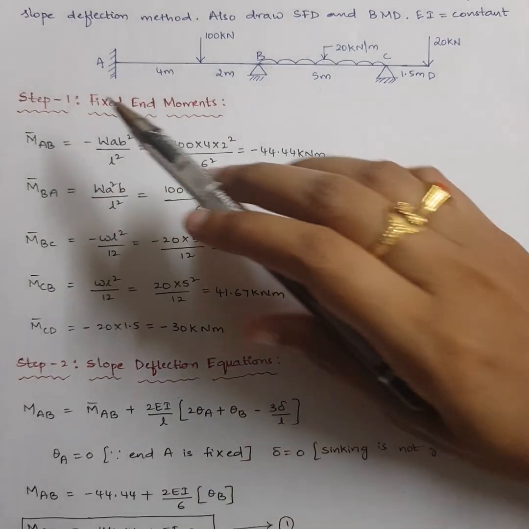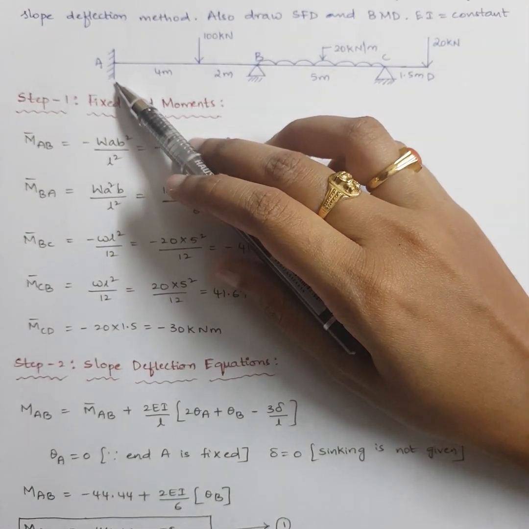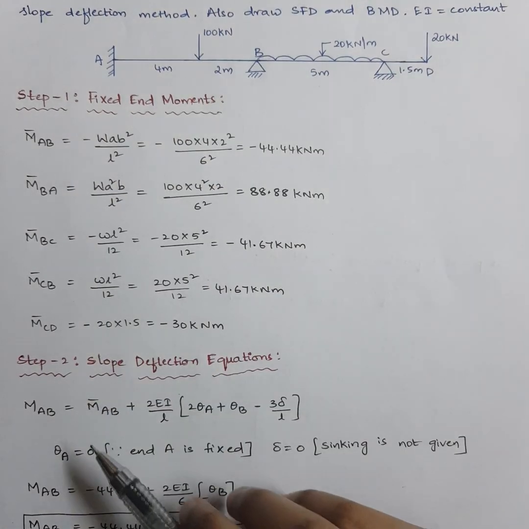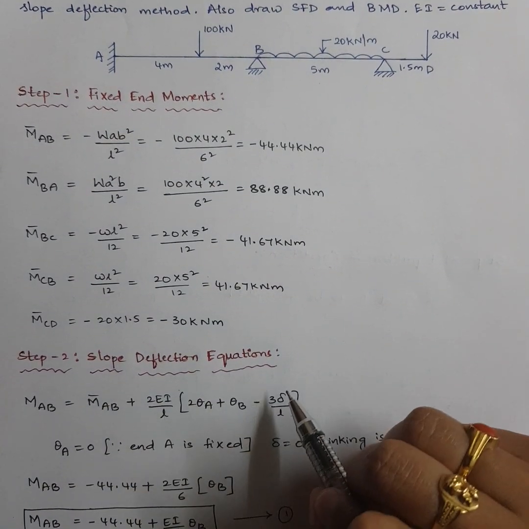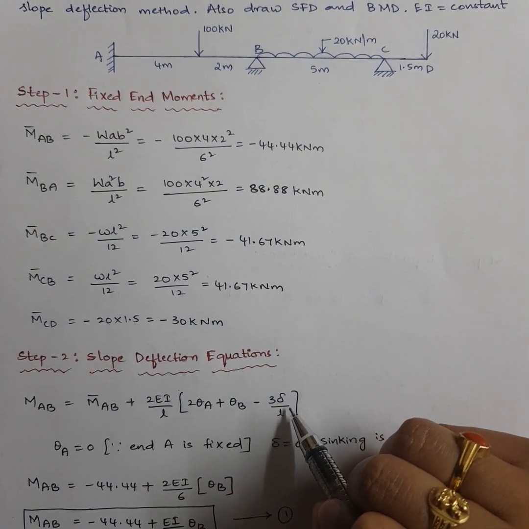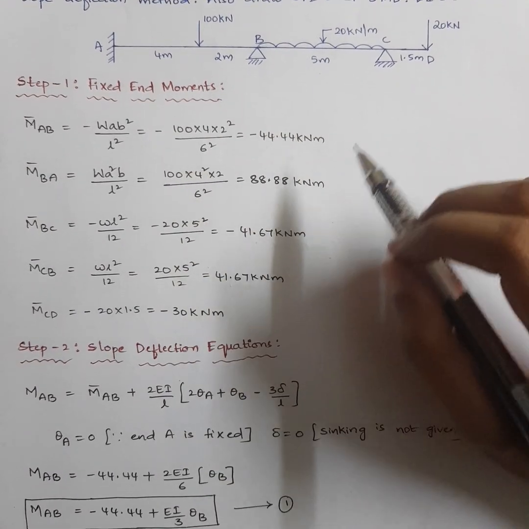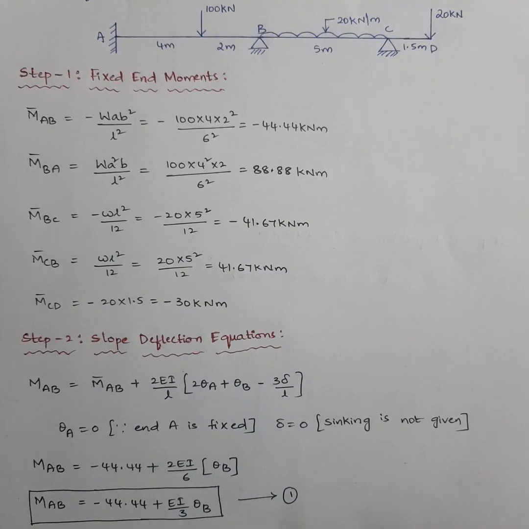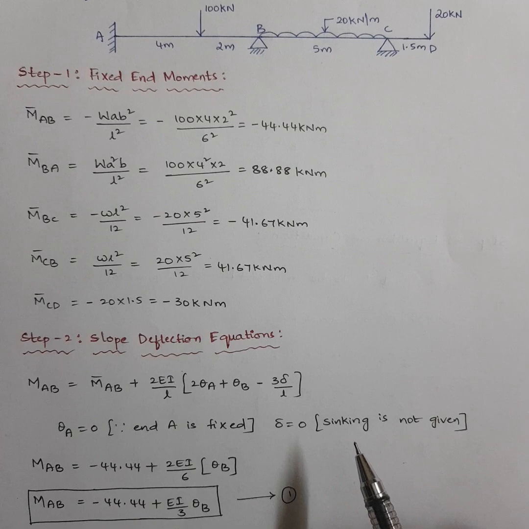Here end A is fixed, right? So at a fixed support you don't have slope. So theta A is equal to 0, and delta stands for sinking. Here nothing in the problem is related to sinking. So there is no sinking at all. So delta equal to 0.